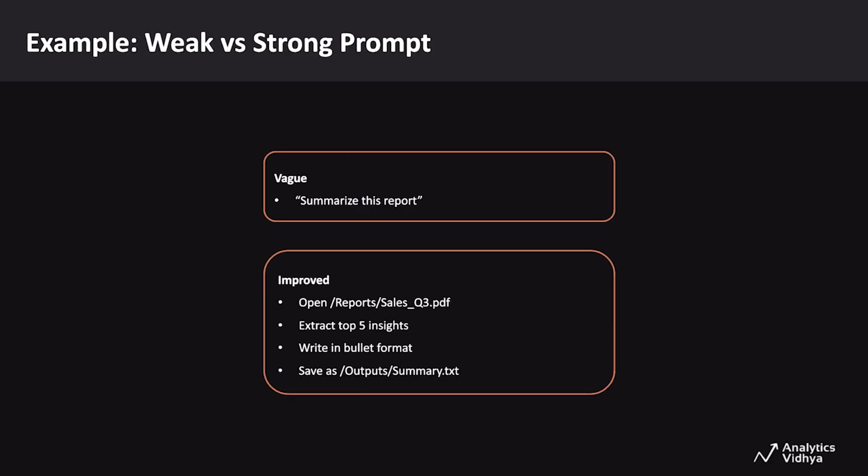Let's look at an example. A vague prompt might be summarize this report. This leaves a lot open to interpretation. What does summarize mean? What kind of output is needed? What if we improve the prompt by: open a specific file, extract the top 5 insights, write in bullet format, and save with a specific name in the specific format? Now, it's clear. The task, the file path, the steps, the output format, and the save location are all defined. Co-work can execute this reliably.